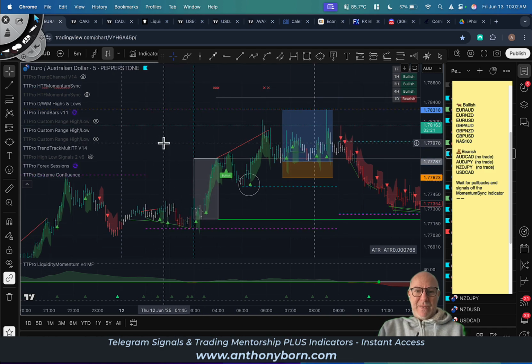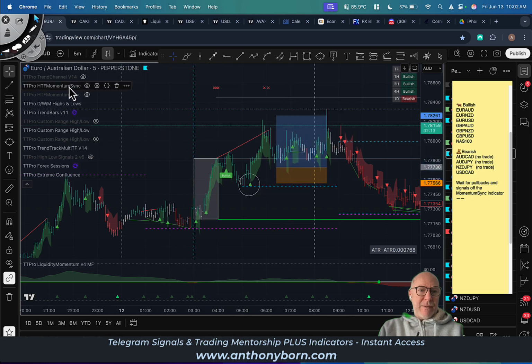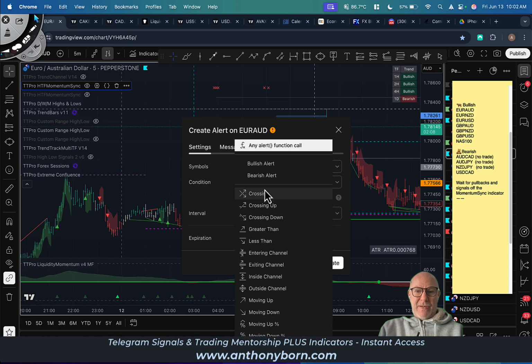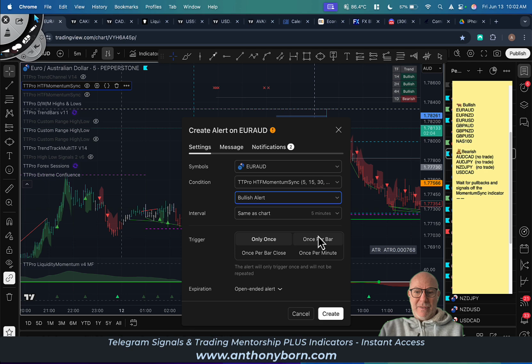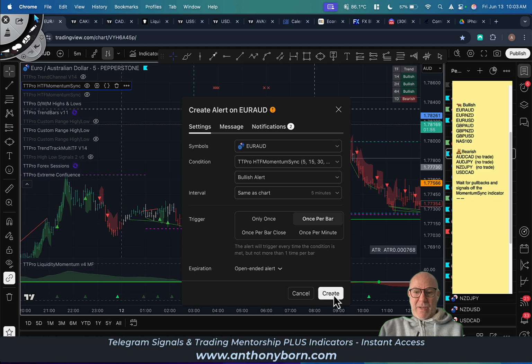You just basically come in. The idea is Euro Aussie buy, then come in, grab this one, go to the 3 dots, add alert, and we want to buy. So we're going to isolate, we only want a bullish alert. That's it. Once per bar, and let it make a bit of noise down here. Once per bar, and create.